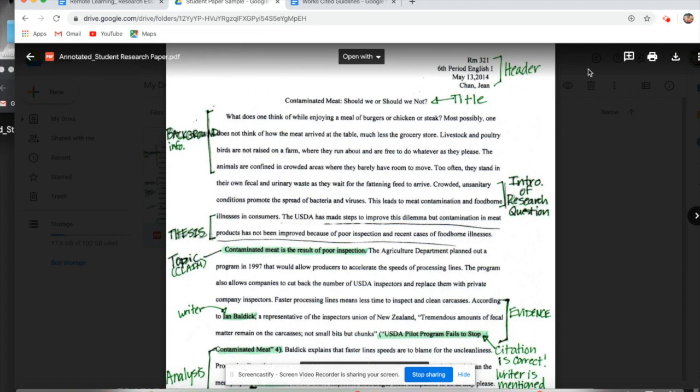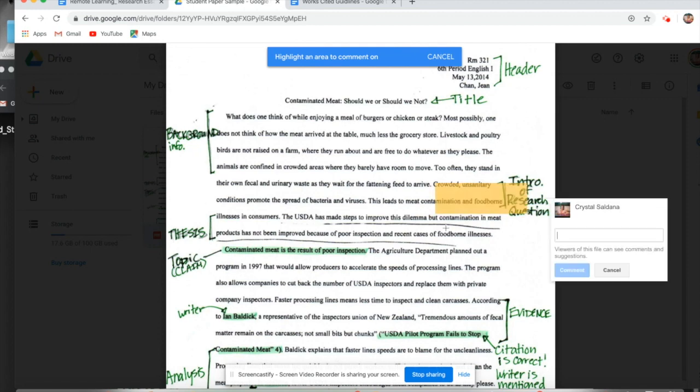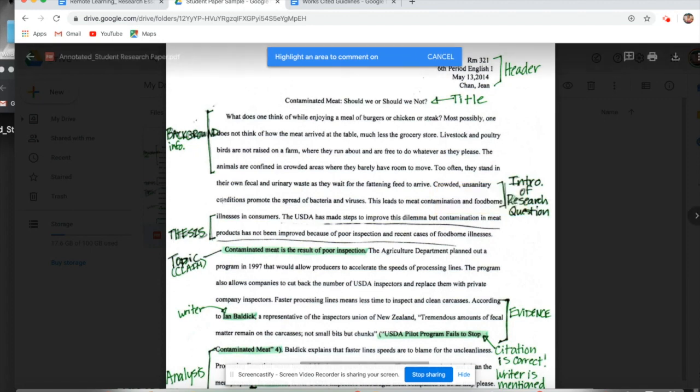And this is her lovely introduction, right? And then at the bottom of the introduction, she did a really great job of introducing, see where I'm highlighting, she introduced her research question before she gave me her thesis. Very well done. Okay, I really like that. All right, so we're going to move on.